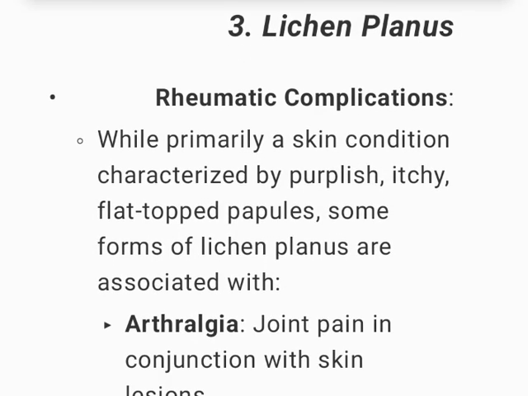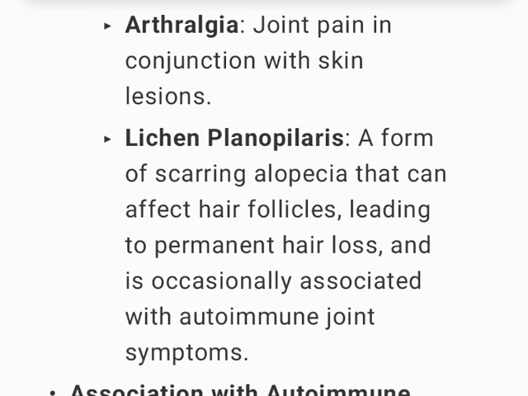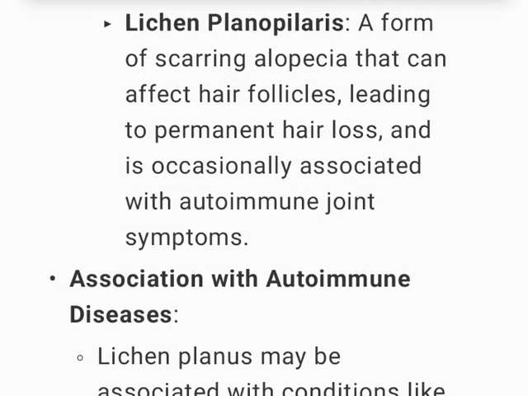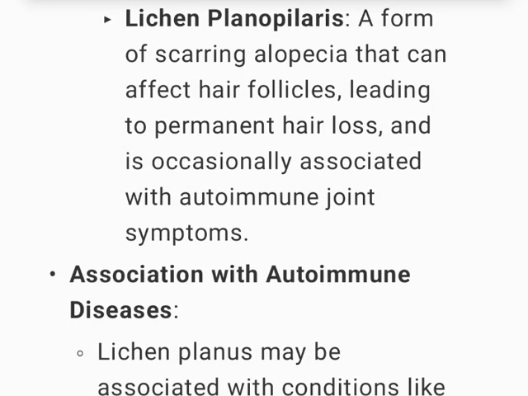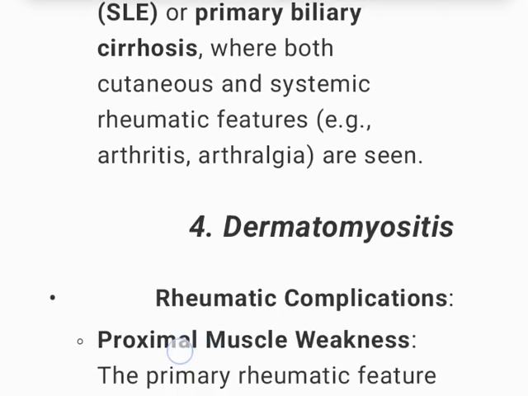3. Lichen planus. Rheumatic complications. While primarily a skin condition characterized by purplish, itchy, flat-topped papules, some forms of lichen planus are associated with arthralgia, joint pain in conjunction with skin lesions. Lichen planopilaris, a form of scarring alopecia that can affect hair follicles, leading to permanent hair loss, is occasionally associated with autoimmune joint symptoms. Association with autoimmune diseases. Lichen planus may be associated with conditions like systemic lupus erythematosus, SLE, and primary biliary cirrhosis, where both cutaneous and systemic rheumatic features, e.g., arthritis, arthralgia, are seen.